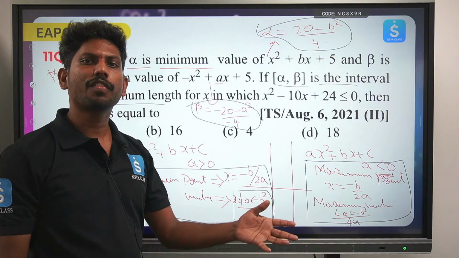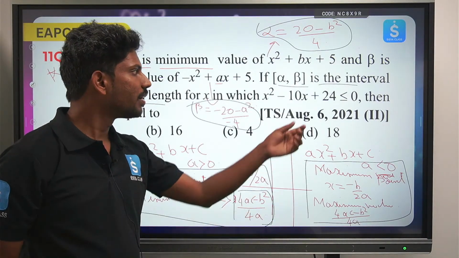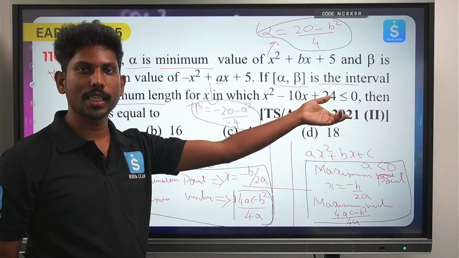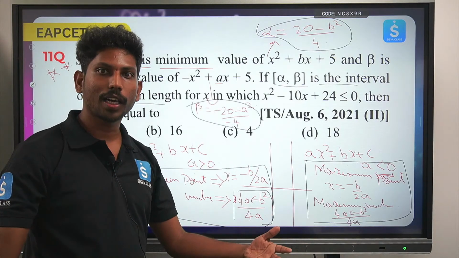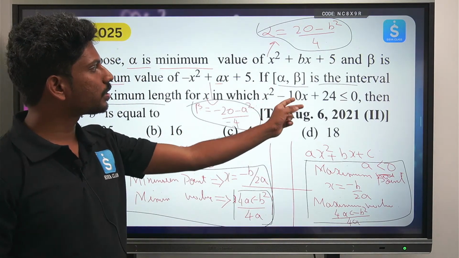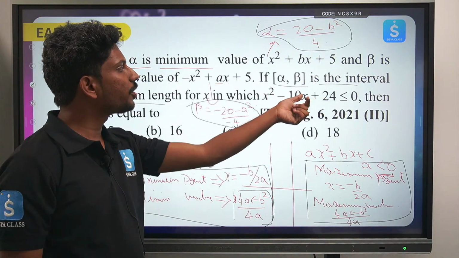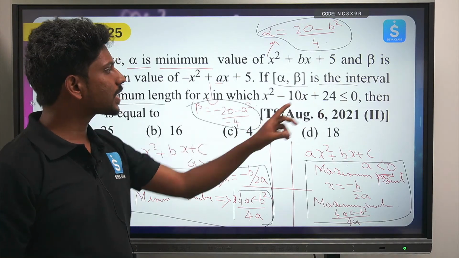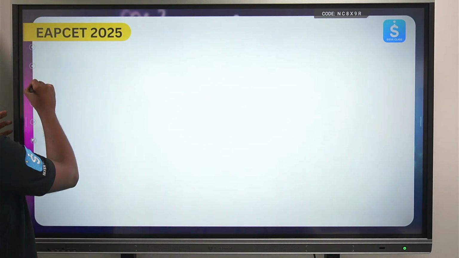Then what it means is, we need to find the roots. Right, we need to find the roots. Whenever x minus alpha into x minus beta is less than 0, that means x belongs to alpha comma beta, right? So we need to find the roots. What are the roots of this 24? You can write this as x square minus 10x plus 24. Can you find the roots of this equation?